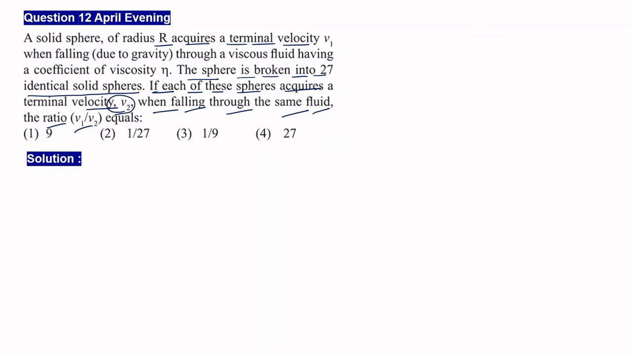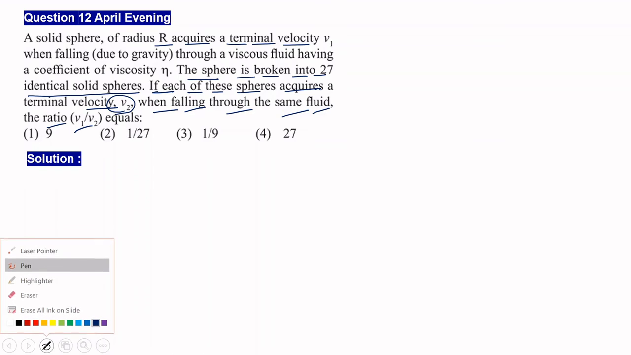So here you have to first find out the radius of the smaller one. I think everyone has done these things in the capacitor chapter, you have done these types of problems. But see here, in this case, what we can say is volume is constant.